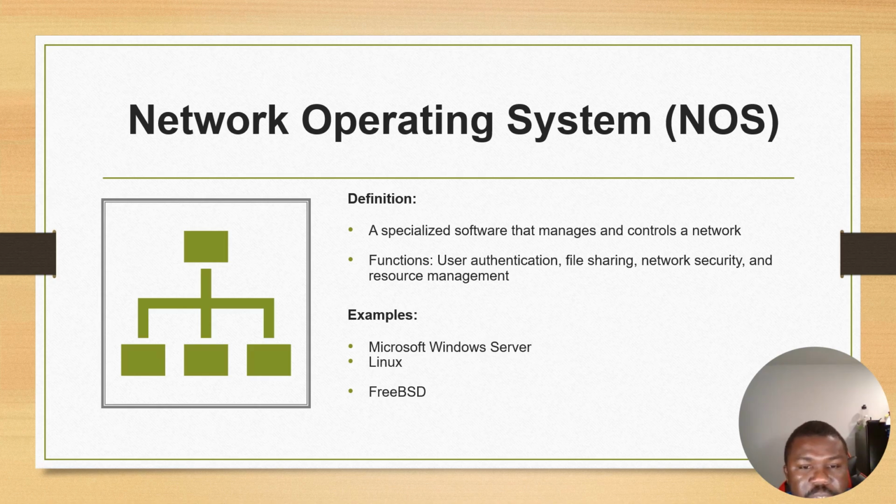Now let's move on to network operating systems, or NOS. Network operating systems are a specialized group of software that manages and controls a given network. Some of the key primary functions that a NOS offers include user authentication, file sharing, network security, and resource management. Some examples of network operating systems include Microsoft Windows Server, Linux, and the Unix-like FreeBSD from Berkeley.